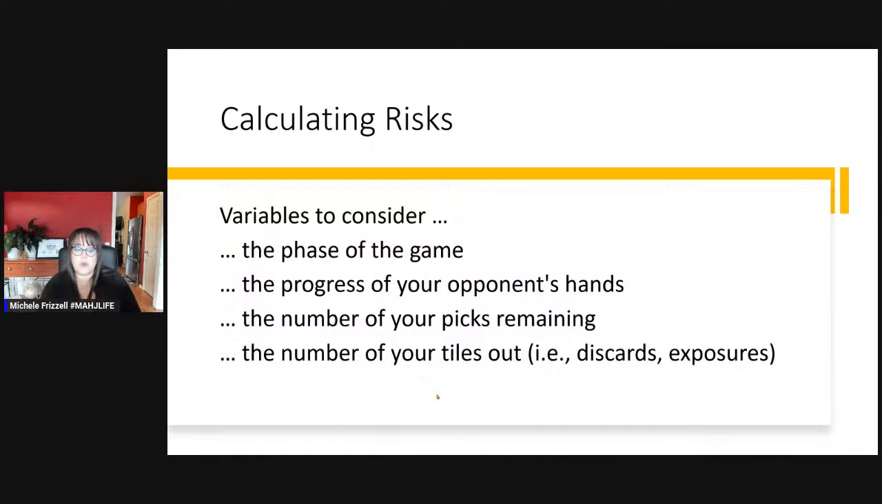Also, when you're looking at your own hand, you need to think about your own potential to win. So you want to look at how many picks are remaining in the wall and compare that to how many discards are in your hand. If you have more discards than picks in the wall, you should consider folding. If you have fewer discards in your hand compared to the number of picks in the wall, and your tiles are not visible, push to win. That fourth bullet is the number of tiles that are out that you need, like discards and exposures. So these are the things that you should consider while you are gathering intel in order to make a decision based on calculated risk.